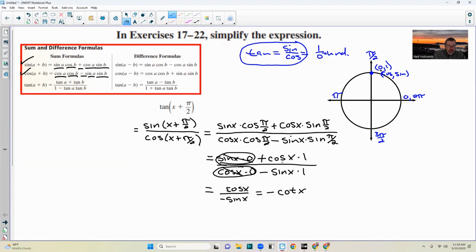So here is the simplification of tangent of x plus pi over 2. You have to do the sine of x plus pi over 2 divided by the cosine of x plus pi over 2. Using our sum formulas for sine and cosine, it simplifies down to negative cotangent x.